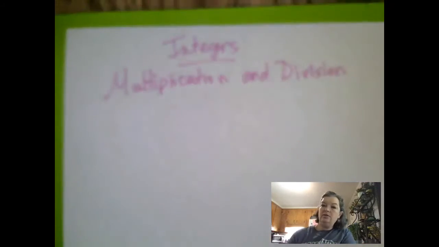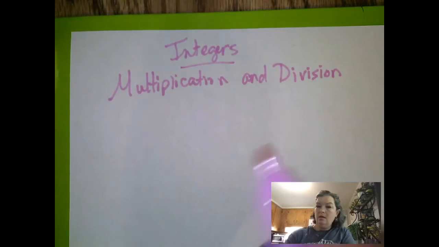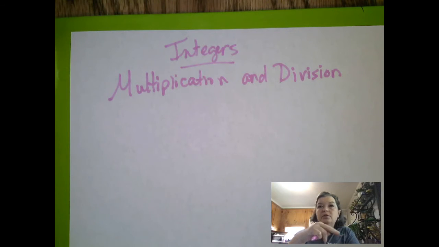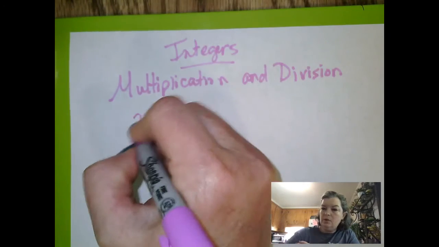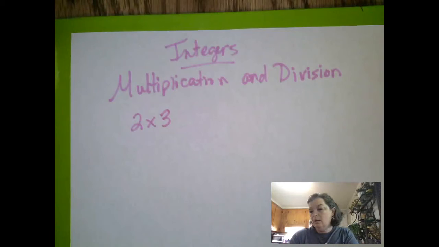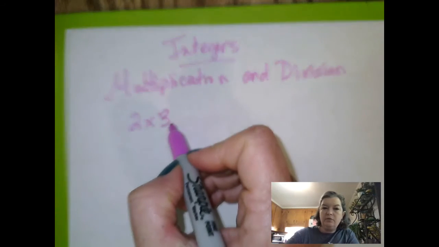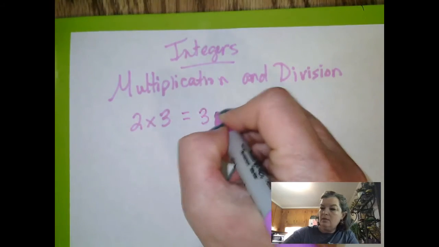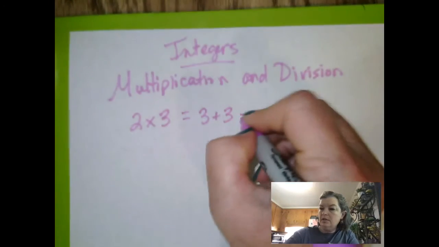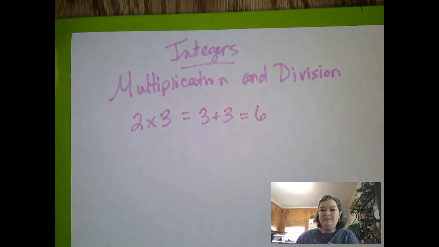Multiplication and division of integers is fairly easy. And actually, in Khan Academy, there are some awesome videos that help you understand what's going on when you multiply and divide by negative numbers, or including negative numbers. So let's take a simple 2 times 3. That's basically saying you got two groups of 3. So that's the same thing as saying 3 plus 3, which is 6. And I'm kind of using that Khan Academy video to help you with that.